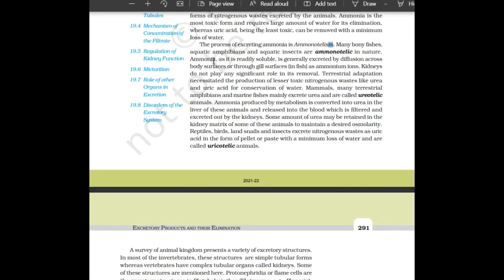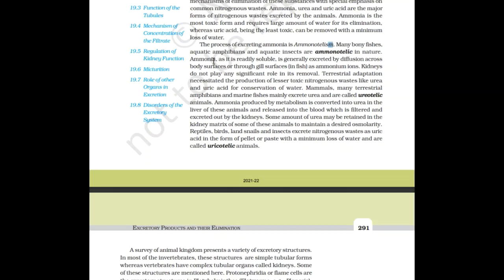The process of excreting ammonia is ammonotelicism. Many bony fishes, aquatic amphibians, and aquatic insects are ammonotelic in nature. Ammonia, as it is readily soluble, is generally excreted by diffusion across body surface or through gill surface in fishes as ammonium ion. Kidney does not play any significant role in its removal.